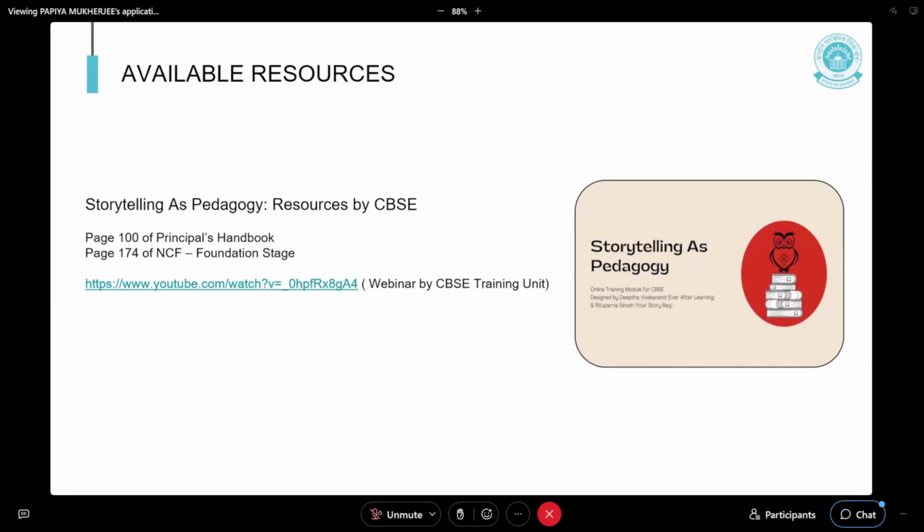Among the resources available, page 100 of the Principal's Handbook talks about storytelling as a pedagogy. Page 174 of the NCF Foundation Stage also speaks about storytelling as a pedagogy. And I have shared a YouTube link of the webinar by the CBSE training unit where this is available.